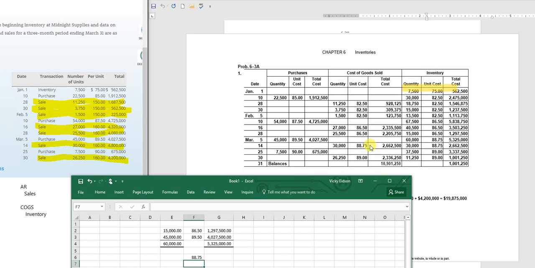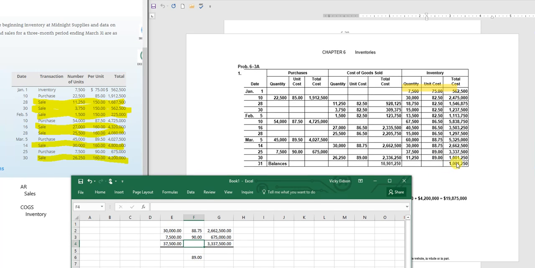All right, so then I purchased another 7,500. So again, now I've got to change my average. It's just I kind of get lost in my lines here. I have 30,000 at 88.75. So 2,622,000, and I purchased an additional 7,500 at 90. So my total cost divided by my total units is $89.